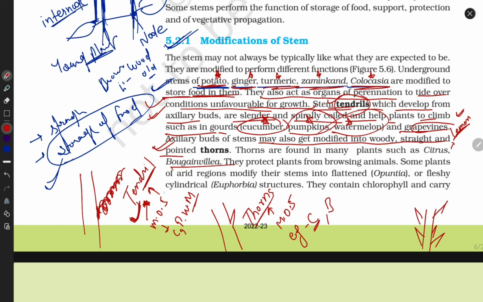Bougainvillea. Important guys, very important. I'm star marking here. Remember this thing. Example of citrus is lemon. Another is bougainvillea. They protect the plant from browsing animals because herbivores feed on them. They want to protect themselves, so they can arise thorns to protect themselves.